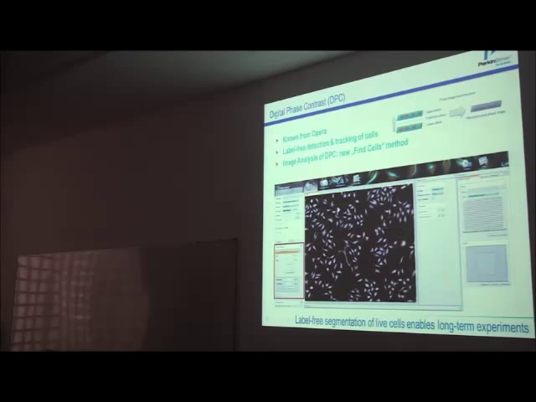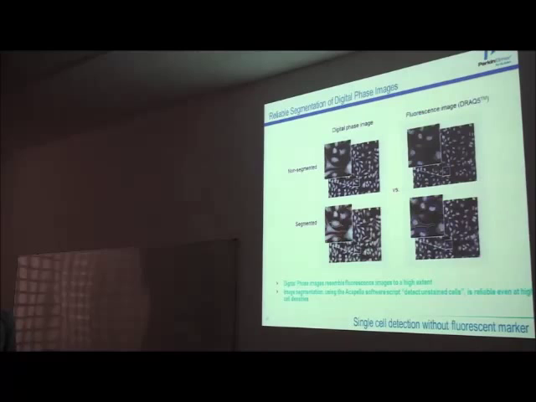intensity. So typically, in this case, I can count the cells, I can look at the cell morphology, I can look at the confluency without any staining. Right? And that's something you can add to any measure. This is just to show the differences between digital phase and fluorescence images. So the segmentation is as good or even better in some cases compared to fluorescence microscopy.